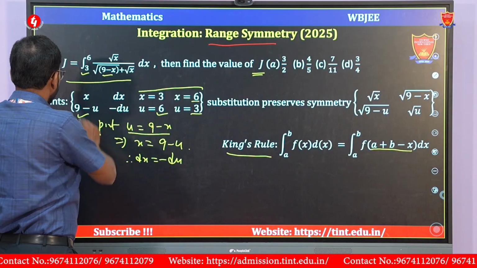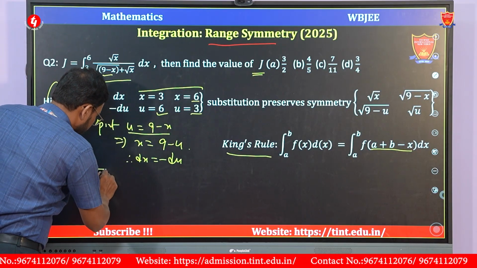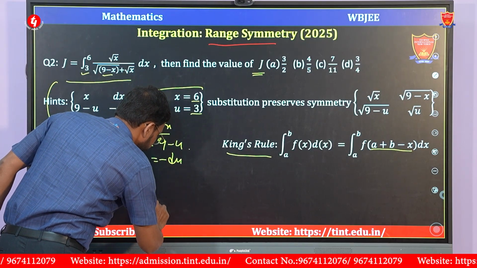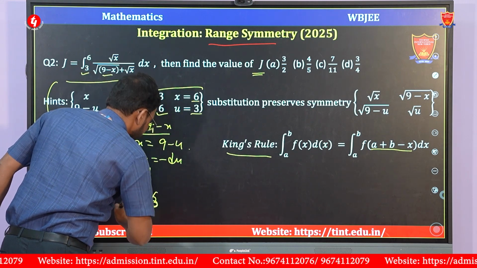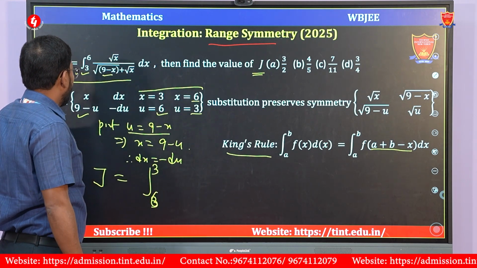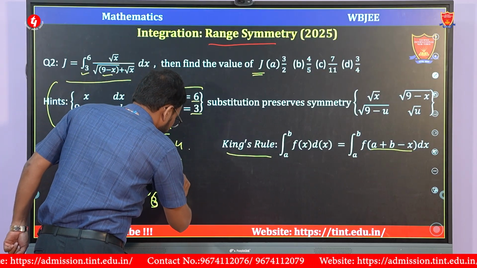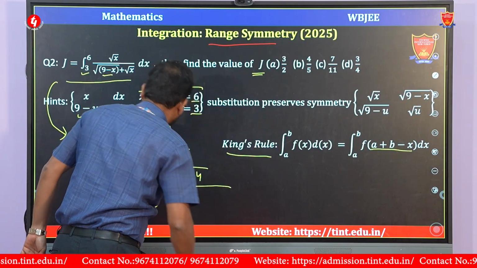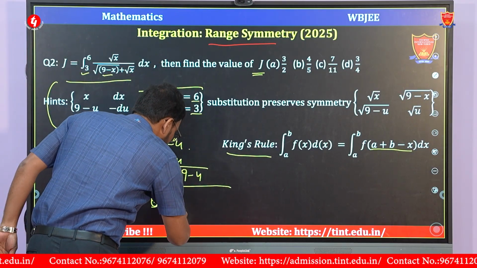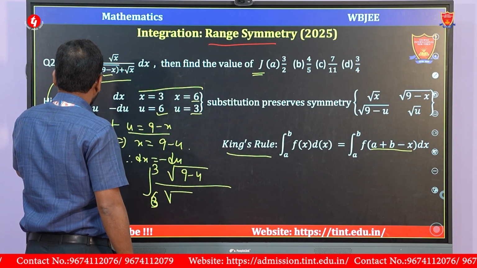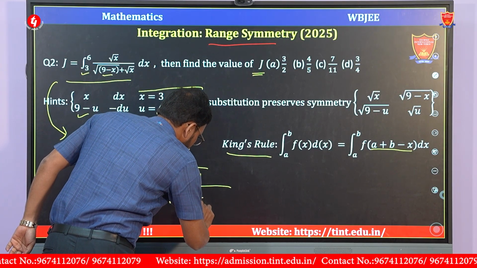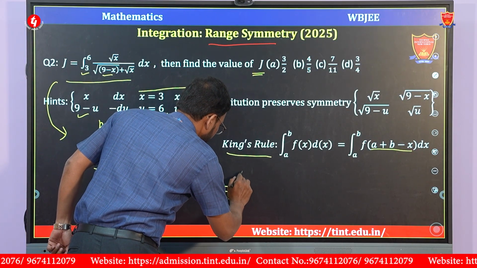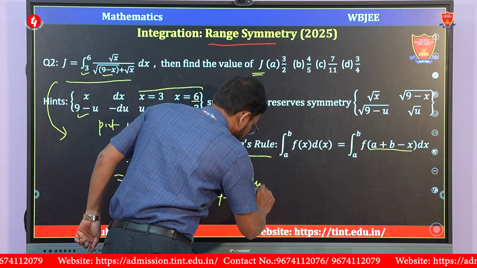Okay. Now, what is your given function? If you integrate J, this is integration u from 6 to 3, square root of x, x means 9 minus u, by square root of 9 minus x, this is 9 minus x means u, plus square root of x, x is 9 minus u, and dx is minus du. Okay.